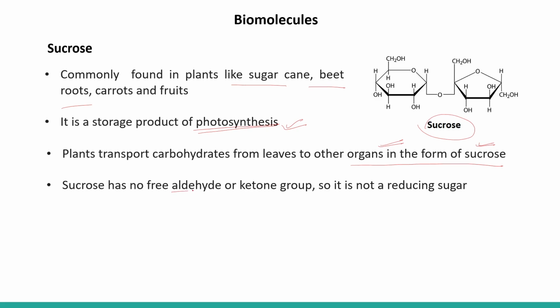Sucrose has no free aldehyde or ketone group. That is why it is not a reducing sugar. A sugar is considered reducing when it has either an aldehyde group or a ketone group. So here you can see only OH groups. All OH groups are there. No CHO group or ketone group is there. So that is why it is a non-reducing sugar.